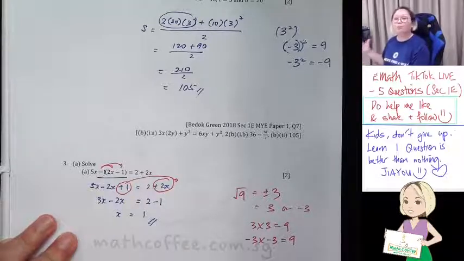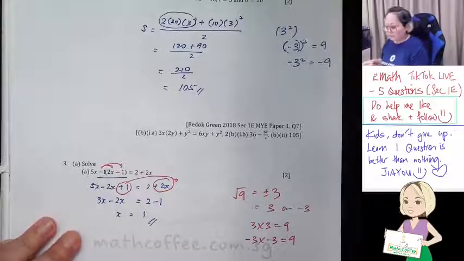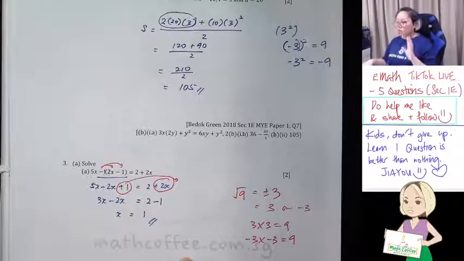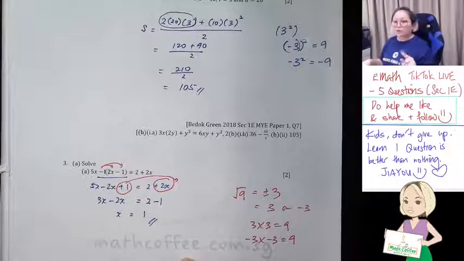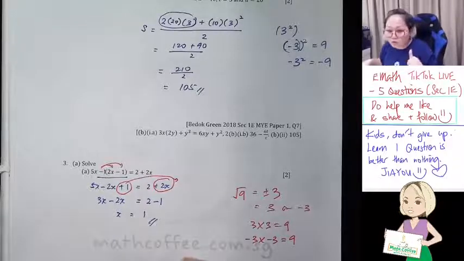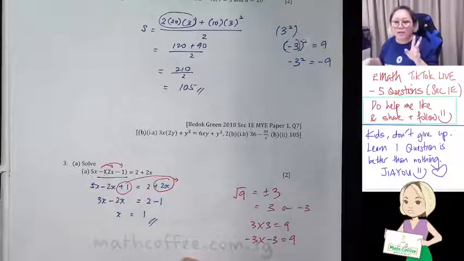But you still have to put the negative 3 there and reject. Because you need to show the teacher that I know got 2 answers, but I have to reject the negative. It's must write both. Whenever you square root, or in other words, even root, you need to write plus minus. 4th root, 6th root, 8th root, even number, always plus minus.